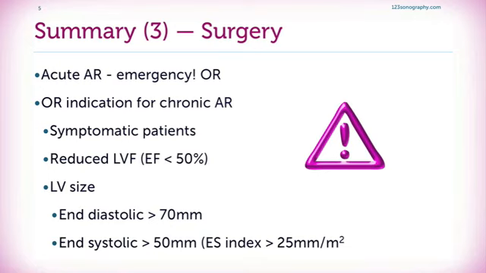words, an ejection fraction below 50%, and if there is excessive increase in left ventricular size, the cutoff values here are more than 70 millimeters end diastolic diameter and more than 50 millimeters end systolic diameter, or if you index the end systolic diameter to the body surface area more than 25 millimeters per square meter.